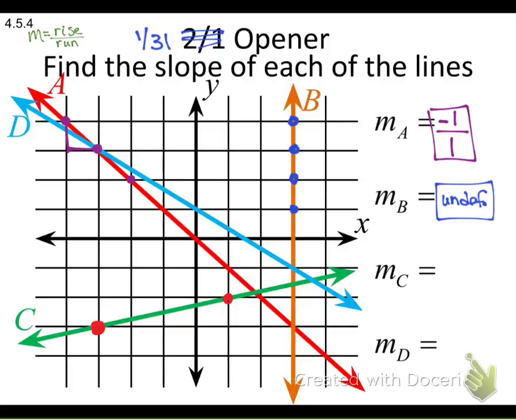Okay, so what do I find first? I go up 1 because I'm finding the rise. So my rise is 1. And then my run is? 3. Count it again. 4. 1, 2, 3, 4. So my slope of line C is 1 over 4.